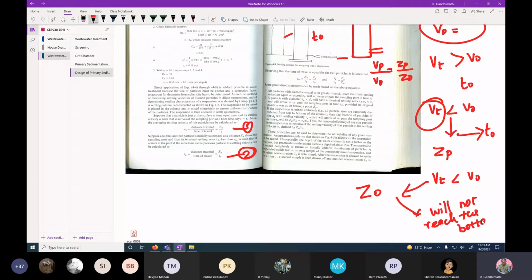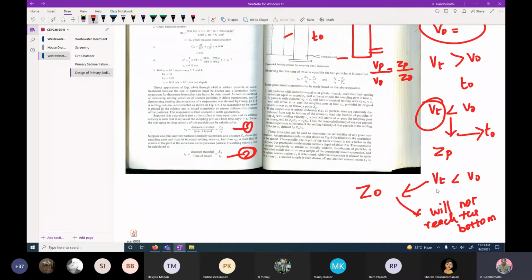I have explained three things. One is if the particle has a terminal settling velocity greater than V0, definitely it will reach the bottom of the settling zone at a time prior to T0. Then if the particle has a settling velocity less than V0, but it enters at the height Zp, it also will reach the bottom at T0. That is the second observation.